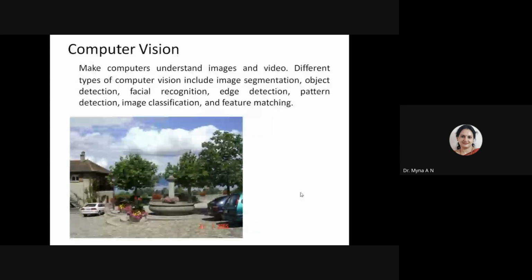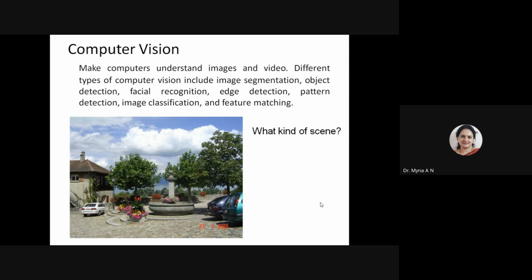As I already told, computer vision makes computers understand images and video. The different types of computer vision include image segmentation, object detection, facial recognition, edge detection, pattern detection, etc. Suppose we human beings see this image, we first see how many cars are there, what the scene is about, what the depth is, how far the house is from the cars. This is the processing we do as human beings, because our brain is very capable of doing this. We have this visual perception, but it is missing in computers.